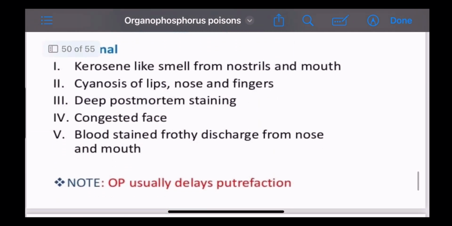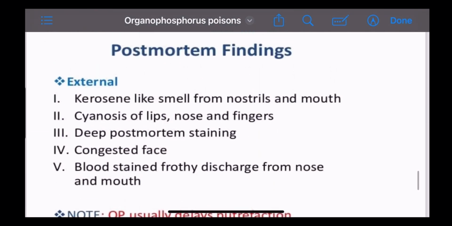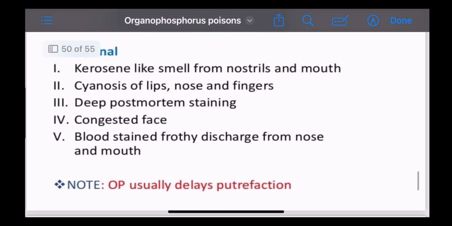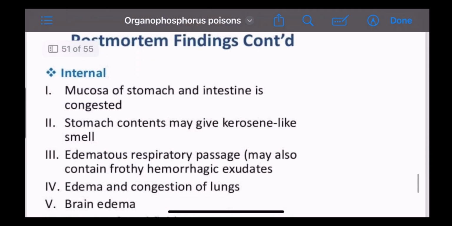These are the postmortem findings. So basically, how are we going to see a patient of organophosphorus poisoning? Externally, there will be a kerosene-like smell from the nostril and mouth, cyanosis of the lips, nose and fingers. Deep postmortem staining will be there, a congested face, and blood-stained frothy discharge from the nose and mouth. Then what are the internal findings?